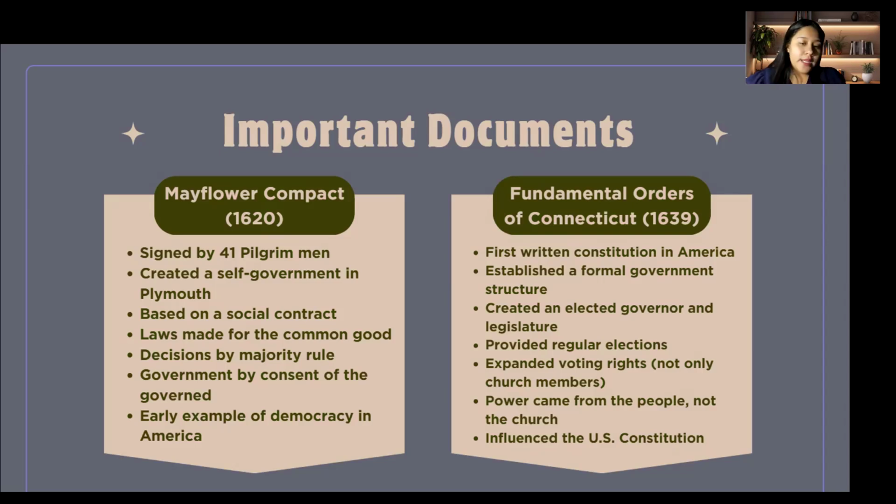Then, the second document is the Fundamental Orders of Connecticut from 1639. This was the first written constitution in America. It created a formal government structure with an elected governor and legislature, established regular elections, and expanded voting rights. The most important idea in this document is that political power comes from the people, not from the church or from a king. So both of these documents influenced later democratic ideas and even the US Constitution.